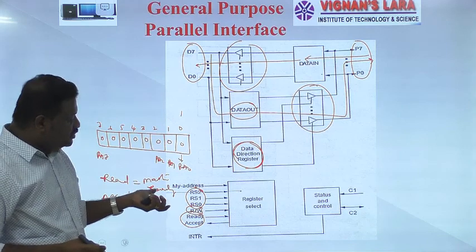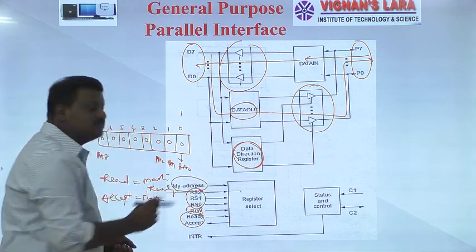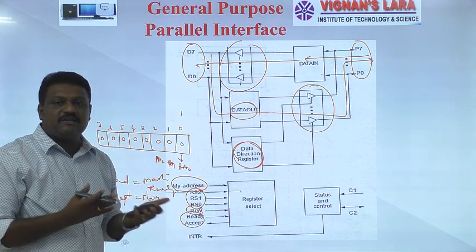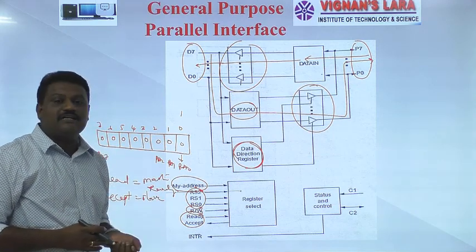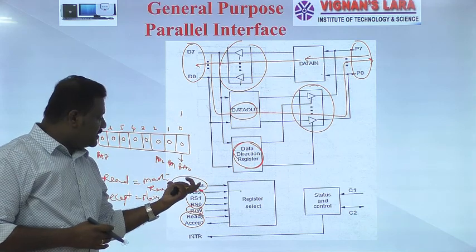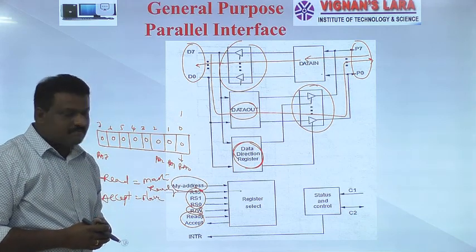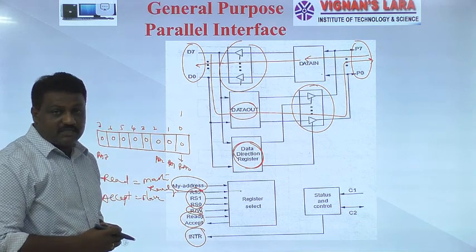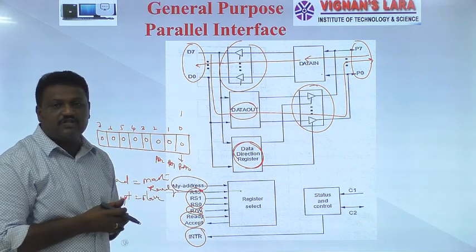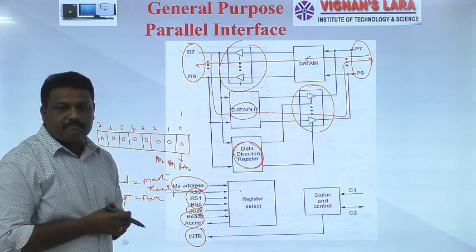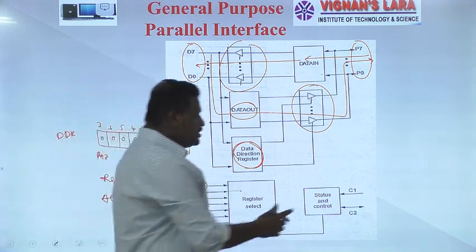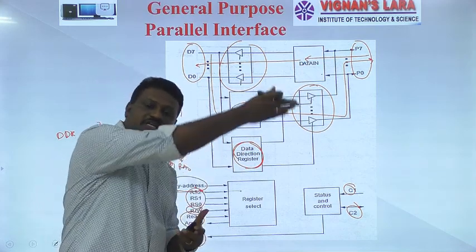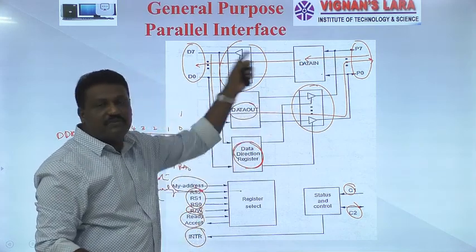Apart from this, we have two more signals. One is my address. Before our processor communicates with any particular device, it will generate an address, and that address is placed on these address lines. And next important one is the interrupt signal, so your I/O interface also sends an interrupt signal to the processor. So here C1 and C2 are the two handshaking signals for communicating with our external device through this I/O interface.